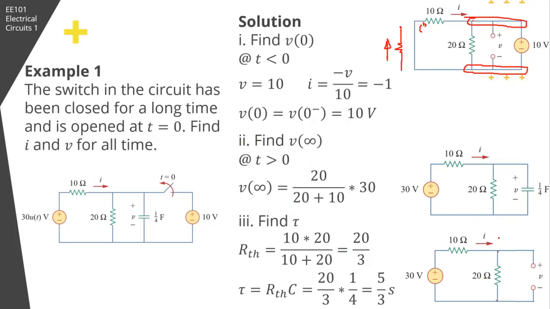capacitor, when we kill the independent sources, across the terminals of our capacitor what we see is 10 ohms and 20 ohms in parallel. So that would be 20 over 3. Hence, our tau is 20 over 3 times C, which is 1/4. So tau is 5 over 3 seconds.